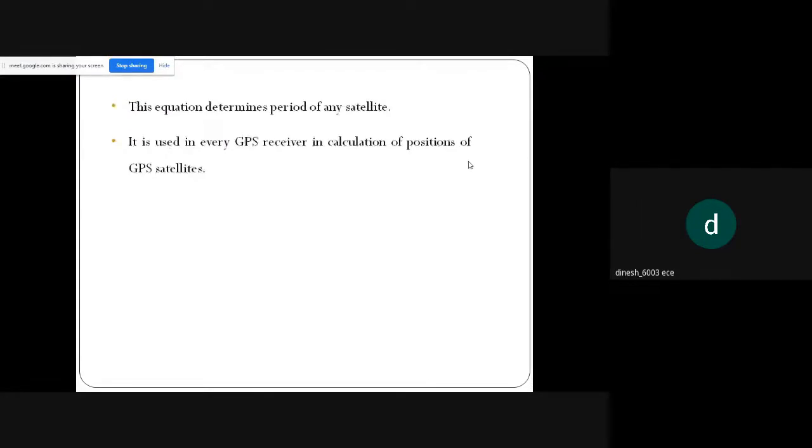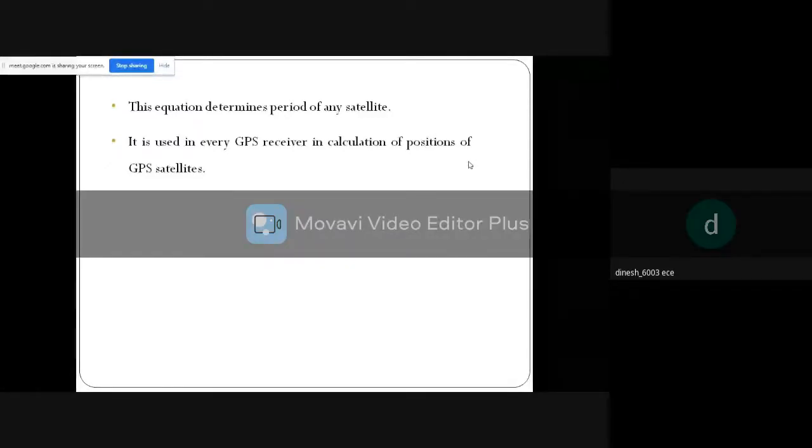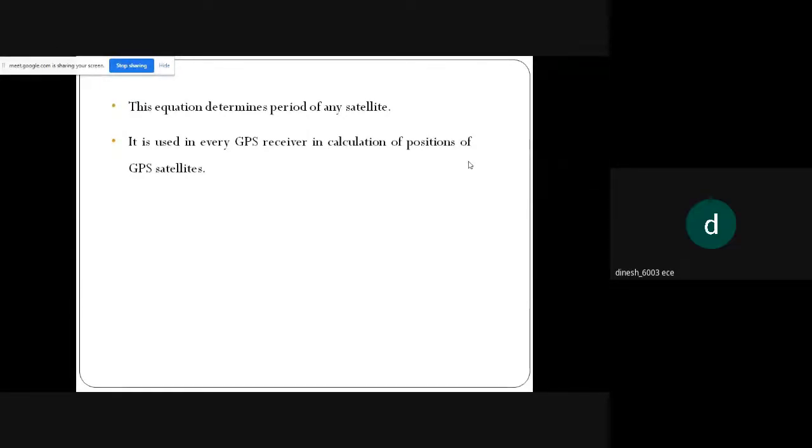So this equation determines the period of any satellite. How many revolutions a satellite can make can be easily determined by this equation. And this equation is very useful for every GPS receiver in calculating the position of GPS satellites.